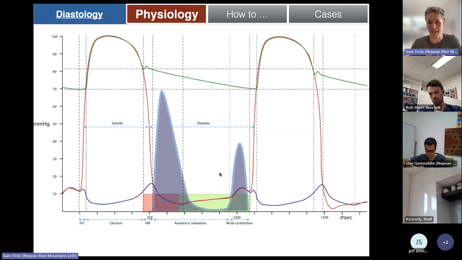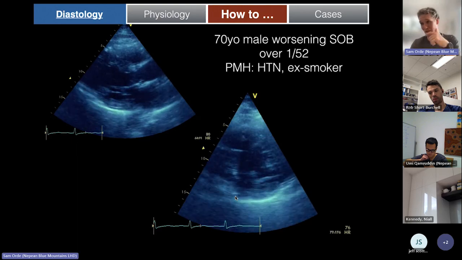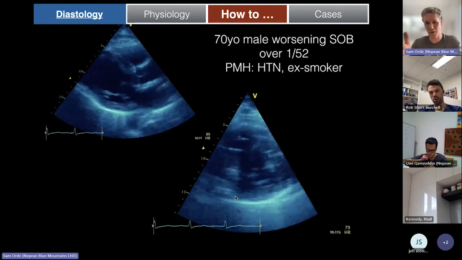Okay. And that E to A wave filling is happening because we're getting this difference between the LV pressures and the LA pressures. The bigger the difference, the more filling you're going to get, right? And that's important when we start to think about preload. So I'll show you how to do these things.